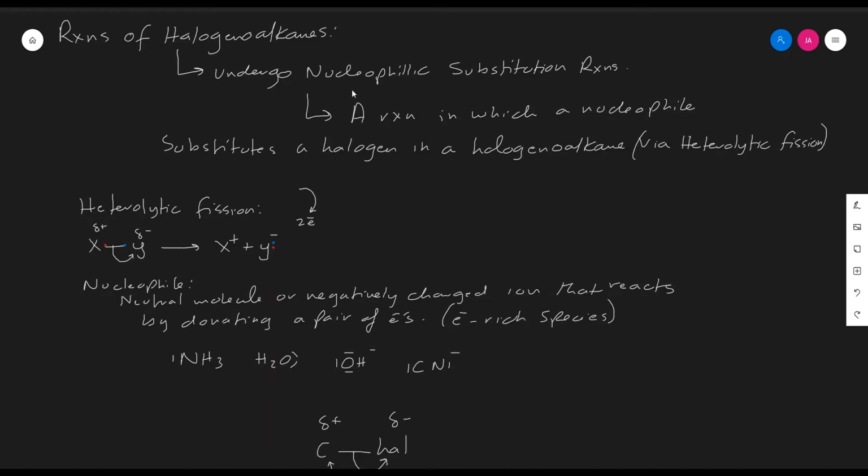So basically, to define nucleophilic substitution reactions, I would state it's a reaction in which a nucleophile substitutes a halogen in a halogenoalkane via heterolytic fission. The term heterolytic fission, fission meaning bond breaking, is a requirement for HL students only, which I will cover in this video.